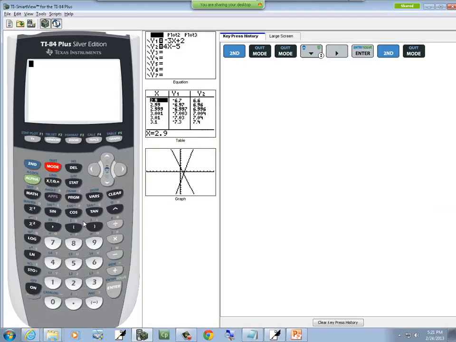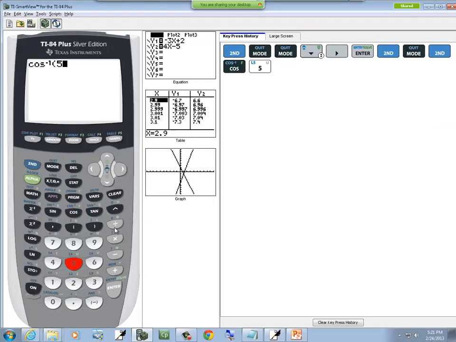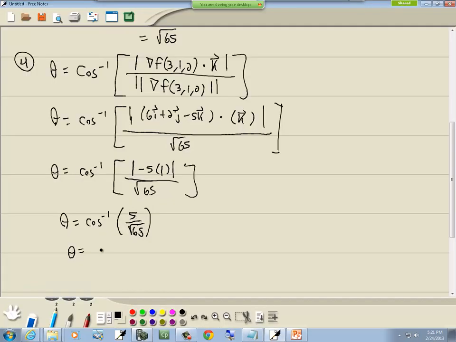Okay, so we want inverse cosine, so I'll do second cosine, 5 divided by second x squared for the square root, and then 65, and then press enter. And we get 51.67 degrees. So that's our angle of inclination.